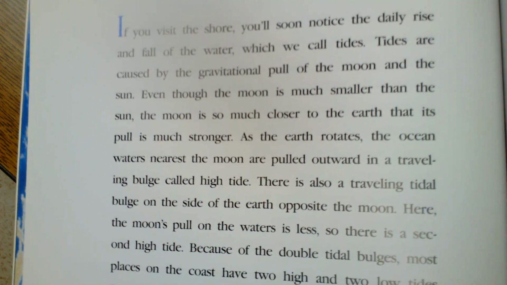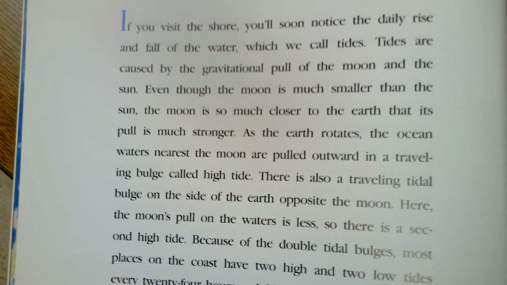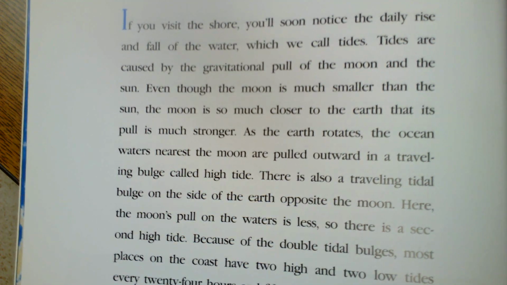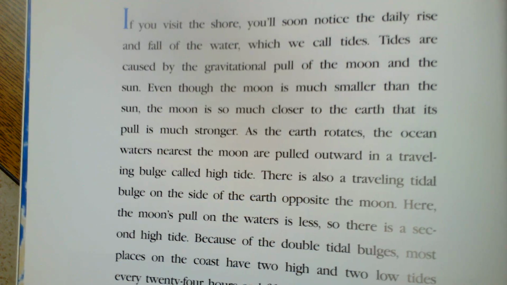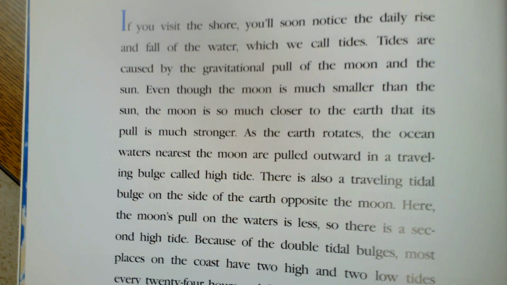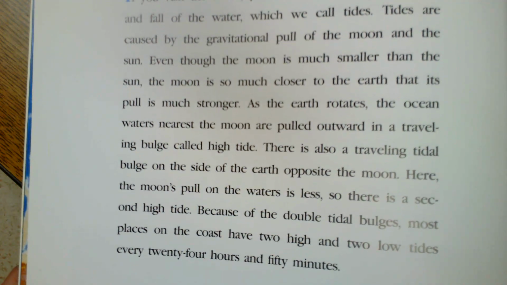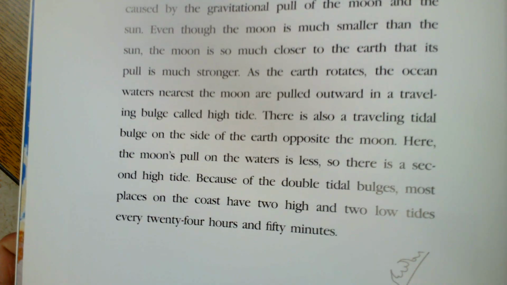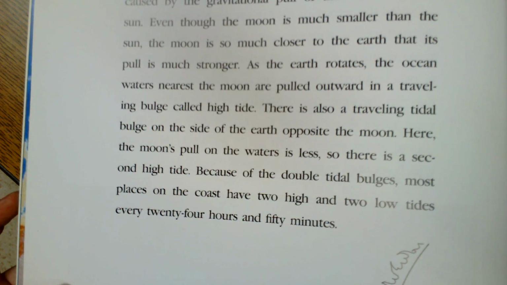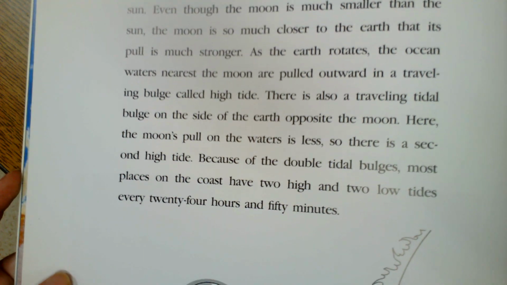If you visit the shore, you'll soon notice the daily rise and fall of the water, which we call tides. Tides are caused by the gravitational pull of the moon and the sun. Even though the moon is much smaller than the sun, the moon is so much closer to the earth that its pull is much stronger.